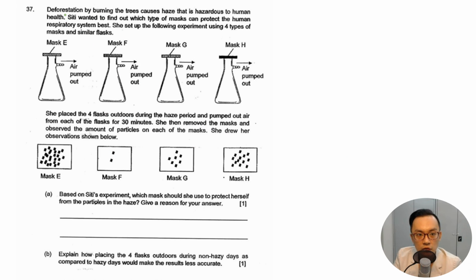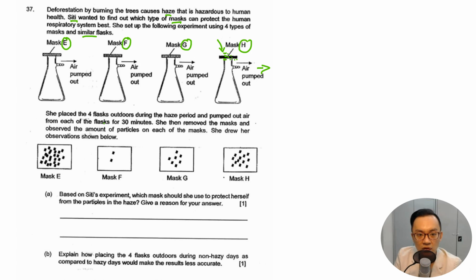Let's look at this question. Deforestation by burning trees causes haze that is hazardous to human health. CT wanted to find out which type of mask can protect the human respiratory system the best. She set up the following experiments using 4 types of mask and similar flasks. So first you have the mask E, F, G and H, and then you have air pumped out, which means air will go in and air will come out of this. All right, so you'll trap some of the haze particles over here. So let's see which one is the best.